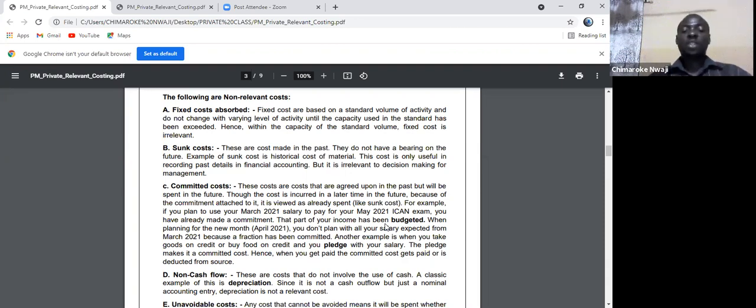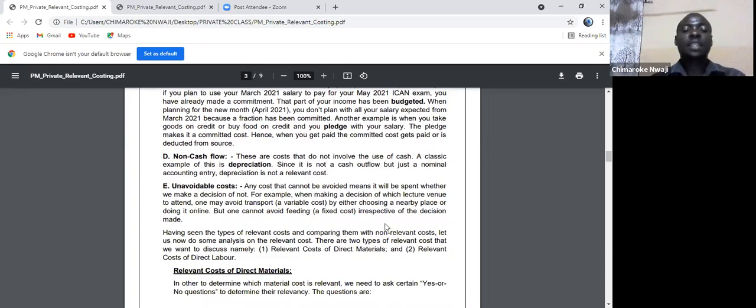So committed cost, how will you know a committed cost? You will see an agreement in the past, a commitment in the past, but in the future it's going to be paid or delivered or fulfilled. That's how you know a committed cost.